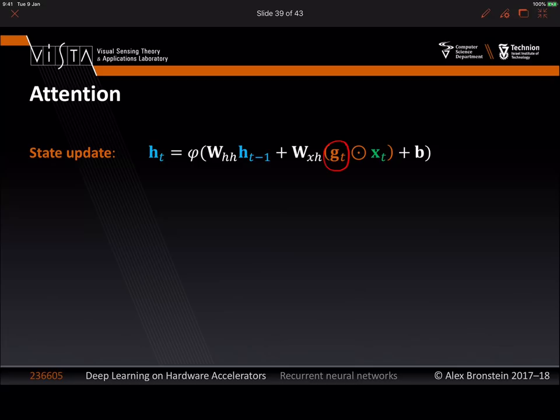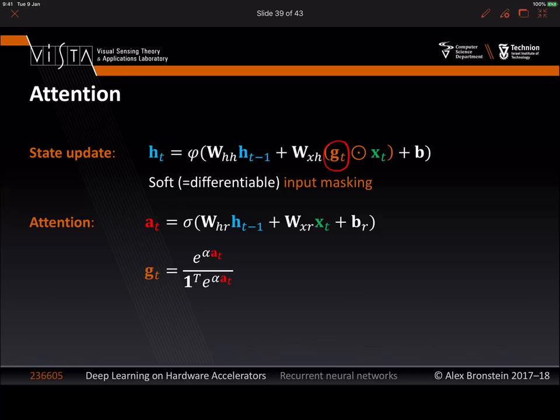And this gate, again, we can think of it as some differentiable, fuzzy way of doing masking. So this is a soft mask that is applied to the input vector. Okay? And we are going to compute this gate signal, for example, one of the standard ways of doing it is by taking a softmax of another signal that is computed again as a sigmoid of an affine transformation of the previous state and the current input. And this gate is called the attention vector.